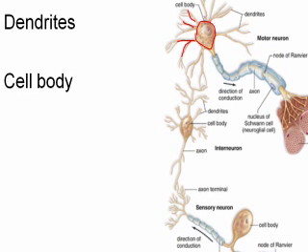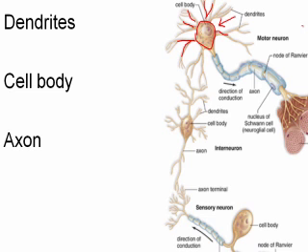Many of these are called dendrites, and dendrites are the receivers. So they are going to pick up stimuli from other cells, from the environment. That information is normally transmitted towards the cell body in the form of something called a graded potential.